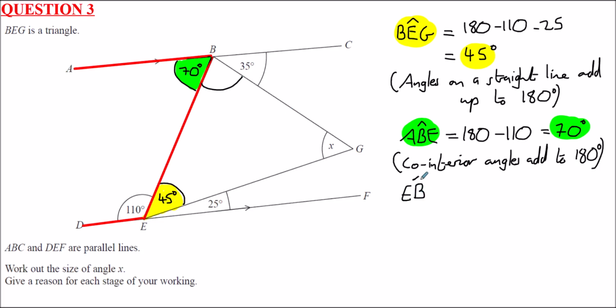So EBG, again because angles on a straight line add to 180, EBG will be 180 minus the two angles either side of it, because this one, EBG, and the 35 degrees are all on the same side of a straight line. So 180 minus 70 minus 35, and again I'd recommend using a calculator. That gives us 75 degrees. And again we can say why. It's because angles on a straight line add to 180.